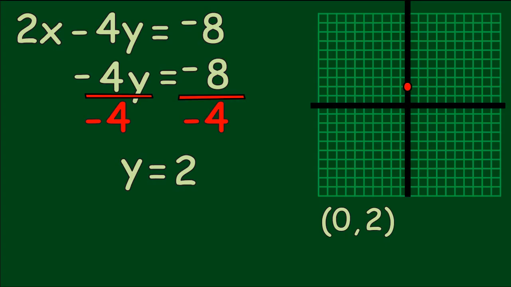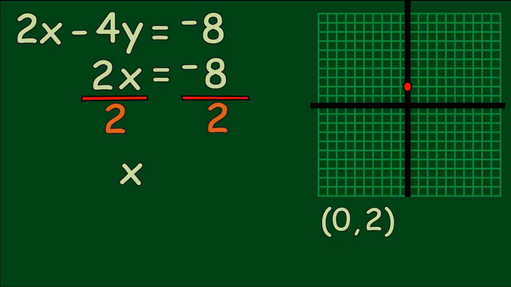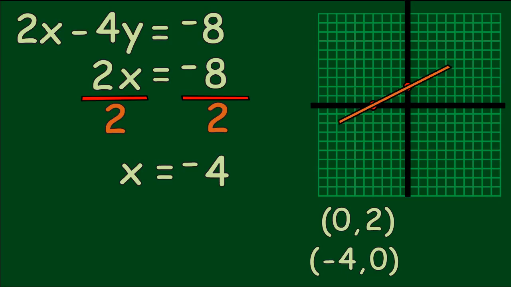Now we're going to go back to our equation, but this time we're going to replace the y with 0. When we do this, we will have 2x minus 0 equals negative 8, or just 2x equals negative 8. To solve for x, just divide both sides of the equation by 2 to get x equals negative 4. When we graph this coordinate, negative 4, 0, we see where the line crosses the x-axis. Now the only thing left to do is to connect the dots.